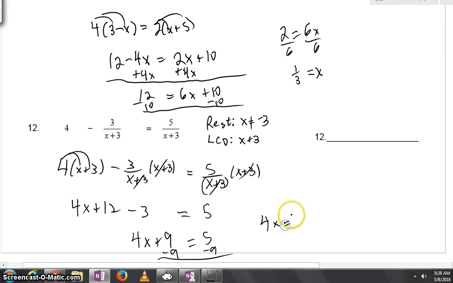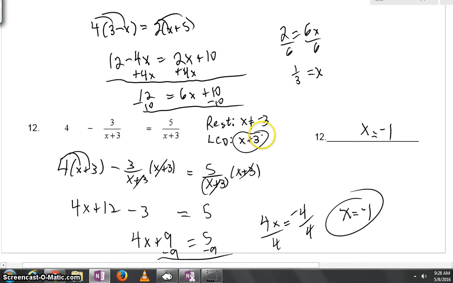4x was equal to negative 4. You divide by a 4, x equals negative 1. That's your final answer. You're not dealing with your restriction. The only x value you can't have is negative 3.